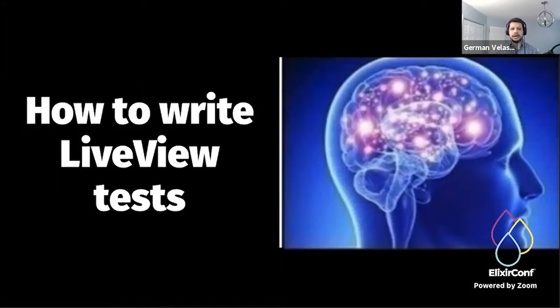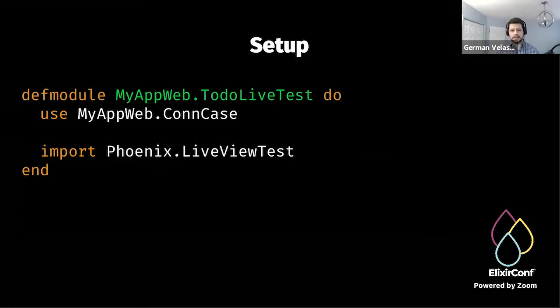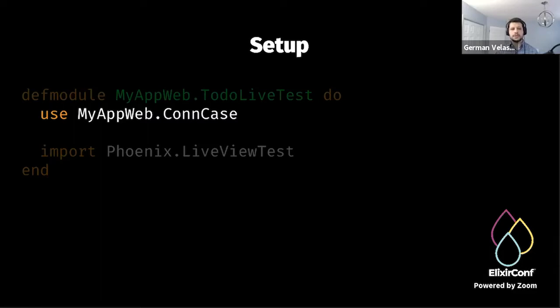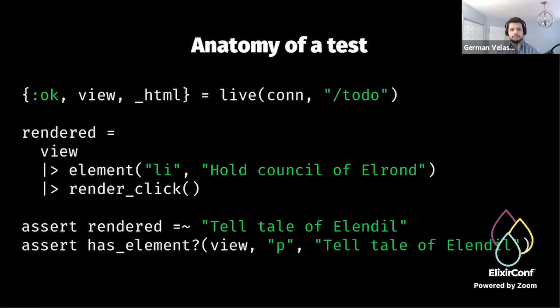Let's get started with how to write LiveView tests. You define a test module like any other one, and we'll use two things. First, we'll use the ConnCase. And if you are familiar with controller tests, this is the same thing. We'll need a connection struct because we want to mount the LiveView, and we'll see that in a second. The second thing is we'll import Phoenix.LiveViewTest, and that will bring in all the helpers that we need.